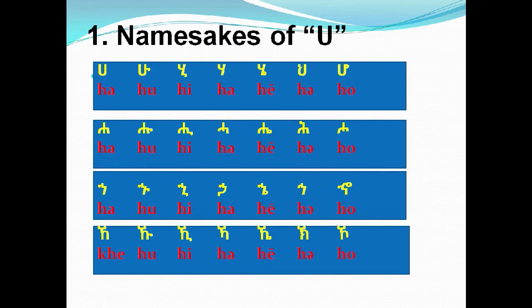Okay, let's go. The first namesake is Ha, and it has 4 namesakes. So my friend is going to read for you now.